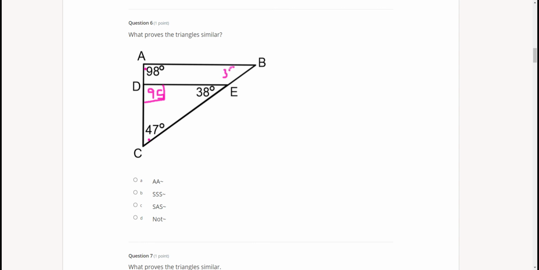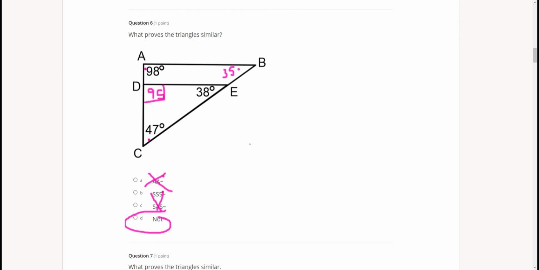So are these triangles congruent? I mean, similar? Do they have two pairs of angles that are the same? No. They do not. So this is not, because it can't be side, side, side, or side angle side because I don't have any sides.